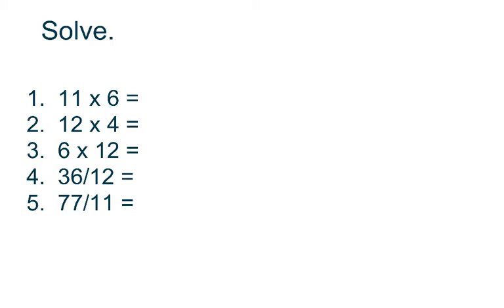All right, you should have your answers down. 11 times 6 is 66. 12 times 4 is 48. 6 times 12 is 72. 36 divided by 12 is 3, and 77 divided by 11 is 7.